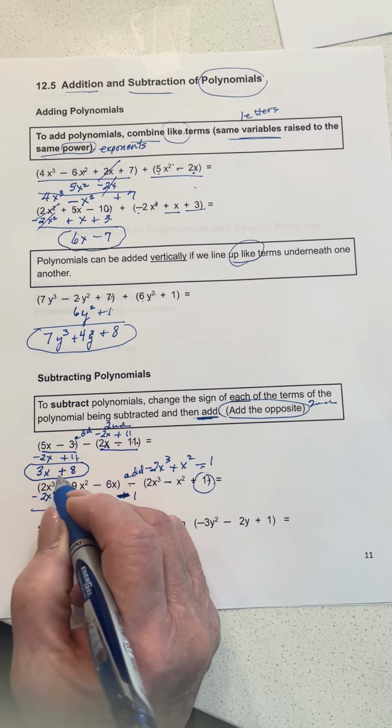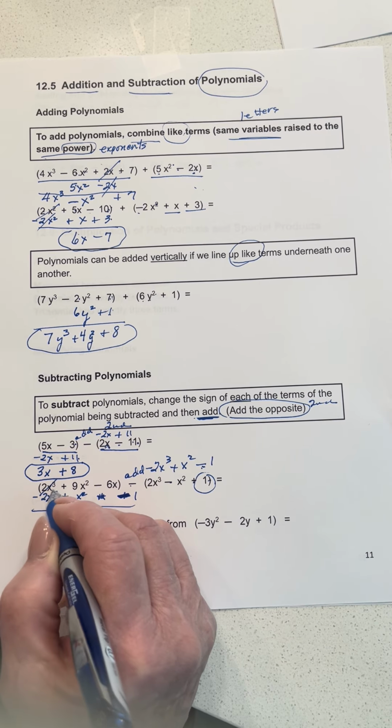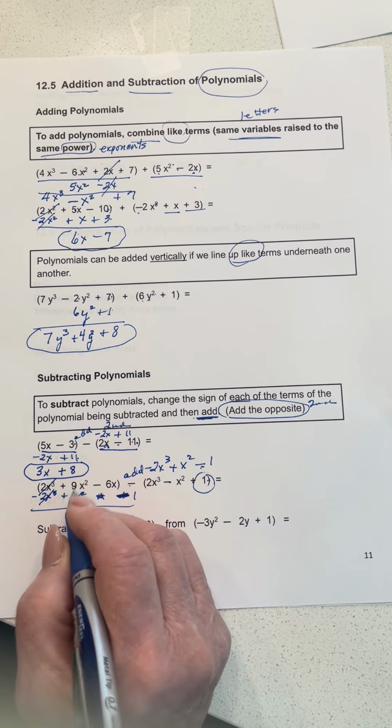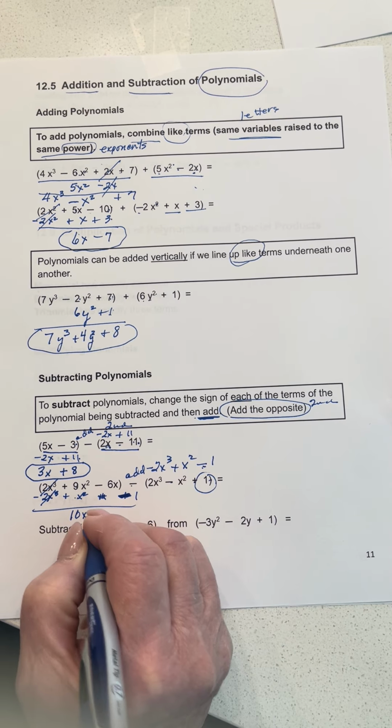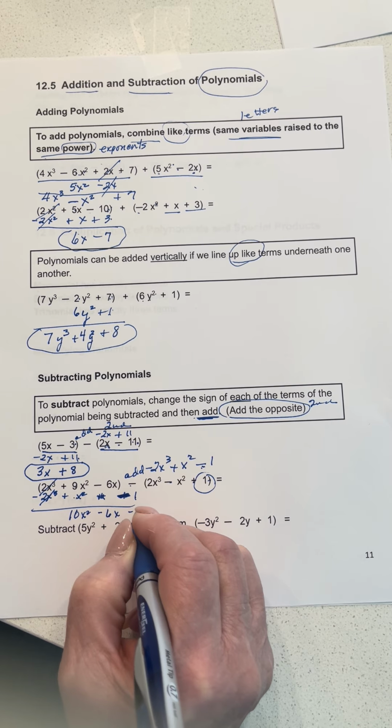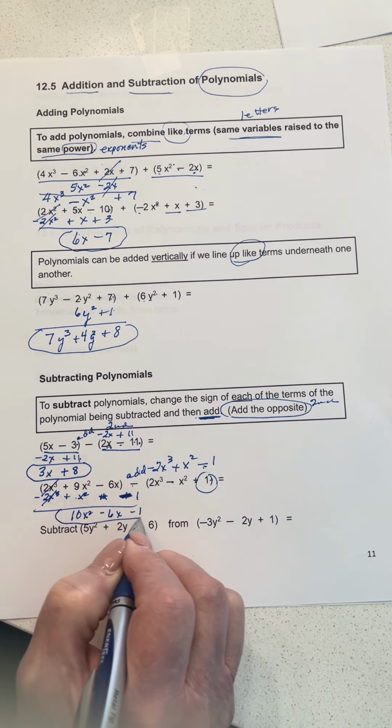So, positive 2x cubed and a negative 2x cubed cancels out. We have 9x squared plus 1. 9 plus 1 would be 10x squared. We have negative 6x, and we have a negative 1. So this is our answer.